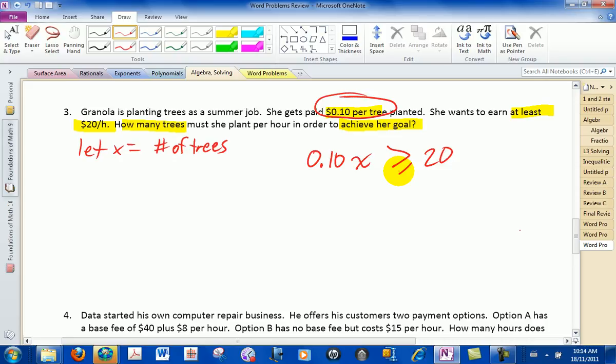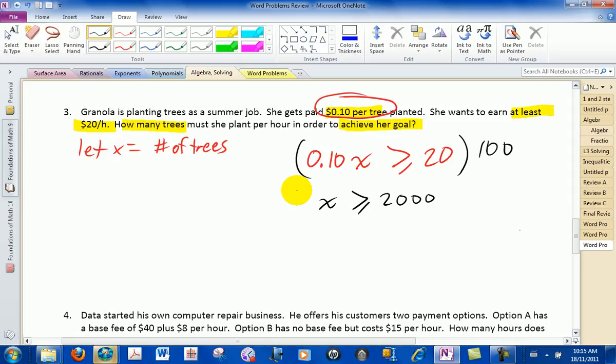For this one, what I would do is multiply it by 100, because then I can do the math without a calculator. Just multiply by 100 to get rid of your decimal. You'll get 1x equals what? Or 1x is greater than or equal to 2,000. So, what would you use as a sentence?